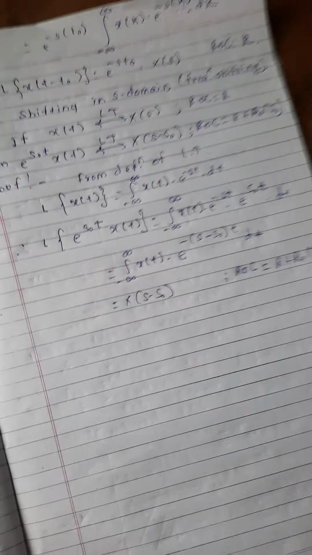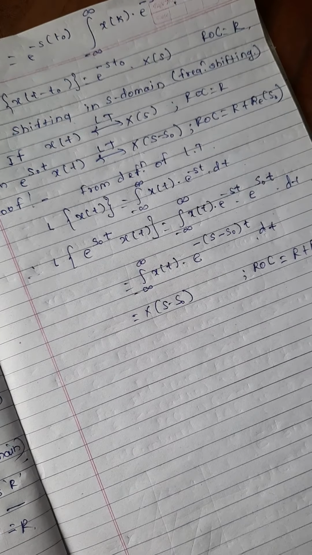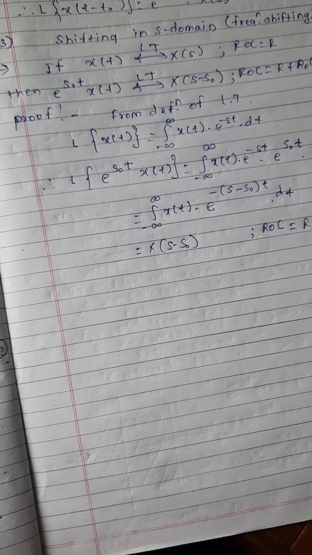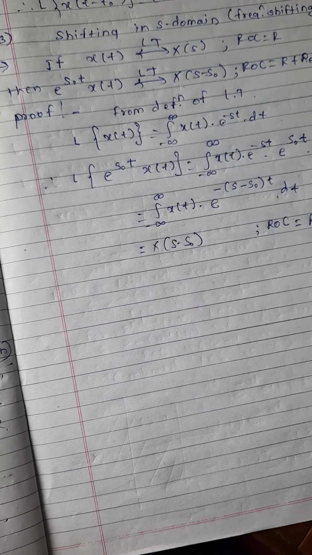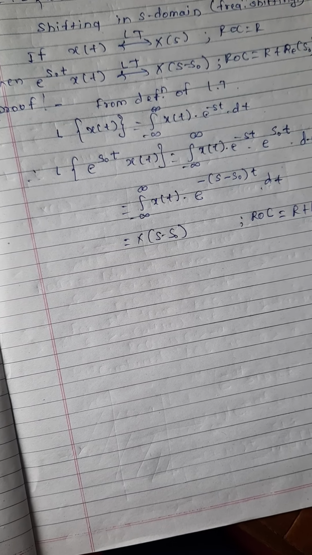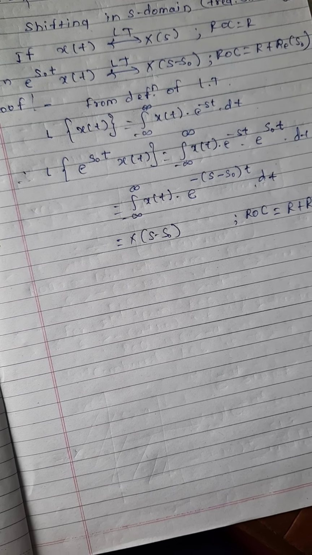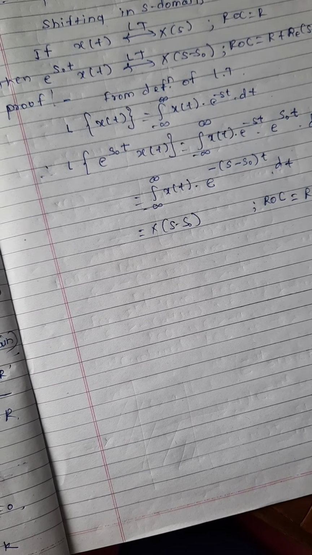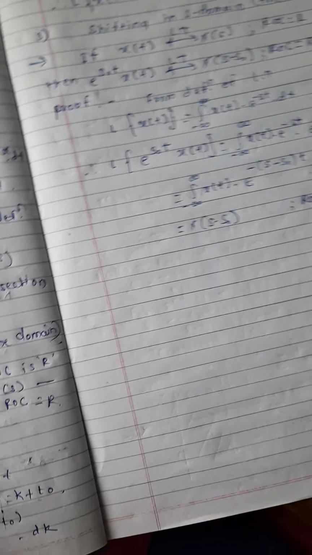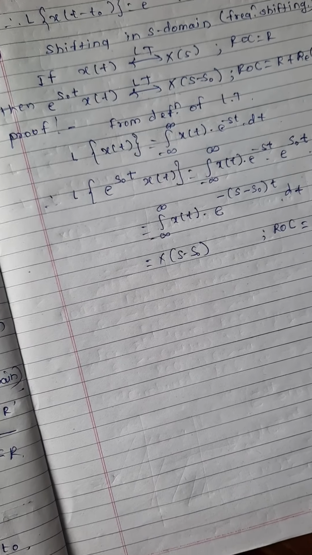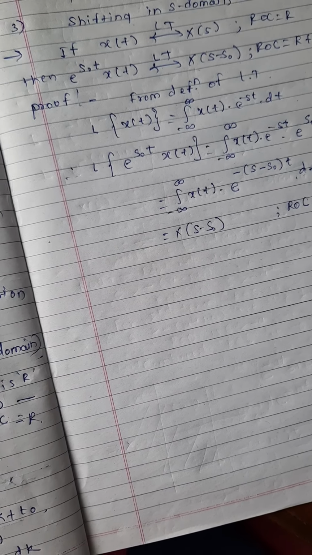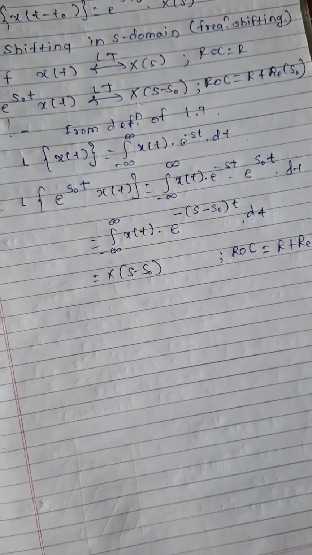So here, now what is the meaning of shifting in s domain property? Here X of s minus s0 indicates the frequency shift by s0. Thus frequency shift by s0 is equivalent to multiplying the time domain signal, that is x of t, by e raised to s0 t, and ROC is also shifted by Re of s0. So this is the meaning of shifting property in frequency domain and s domain.